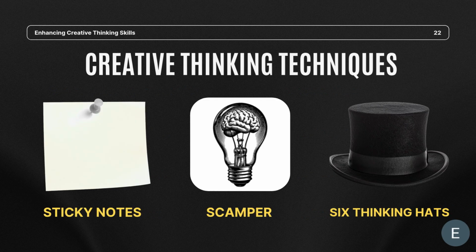To improve creative thinking, structured techniques can be used to guide idea generation. Three important techniques include the sticky notes method, the SCAMPER technique, and the Six Thinking Hats framework. These approaches help organize thinking, ensure equal participation, and encourage individuals to explore ideas more deeply rather than relying on unstructured brainstorming. Each of these techniques supports creative thinking in a different way.